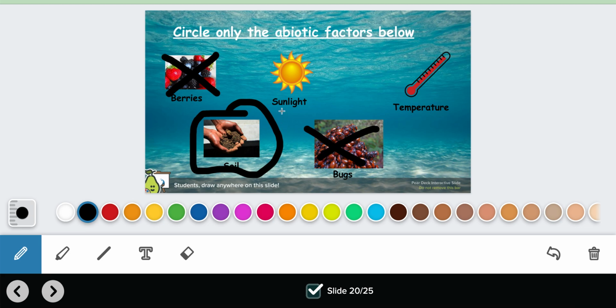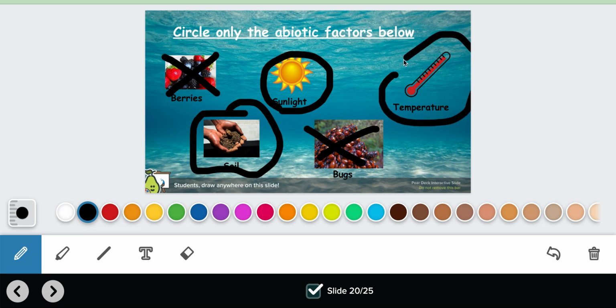And sunlight, yep, that is an abiotic factor. It's not living, but it is absolutely essential for things to thrive in any environment. And then temperature is also an abiotic factor. It is very much needed for life to thrive in any environment, but of course it is not a living thing or involved in living processes.